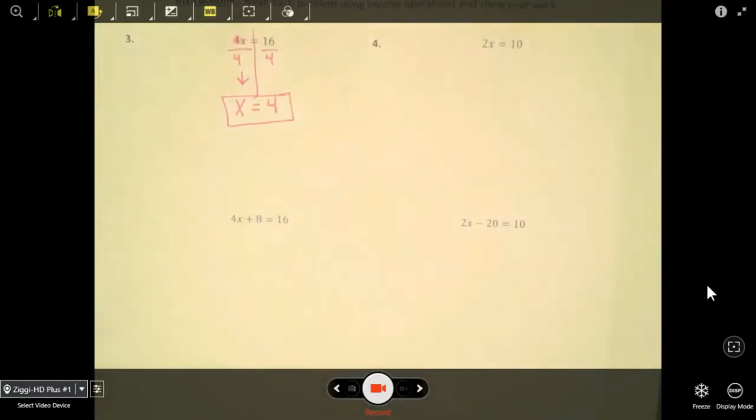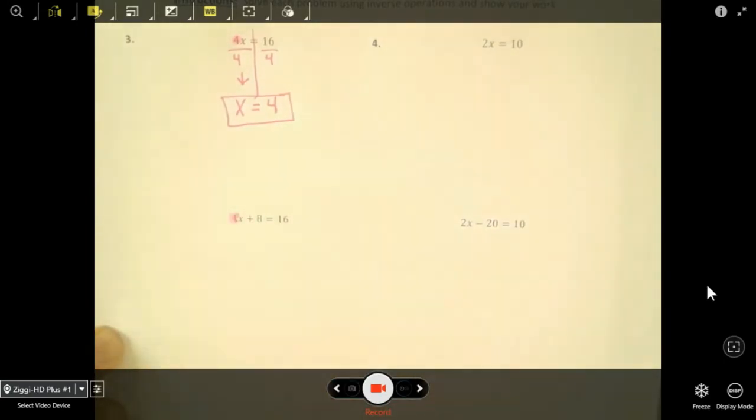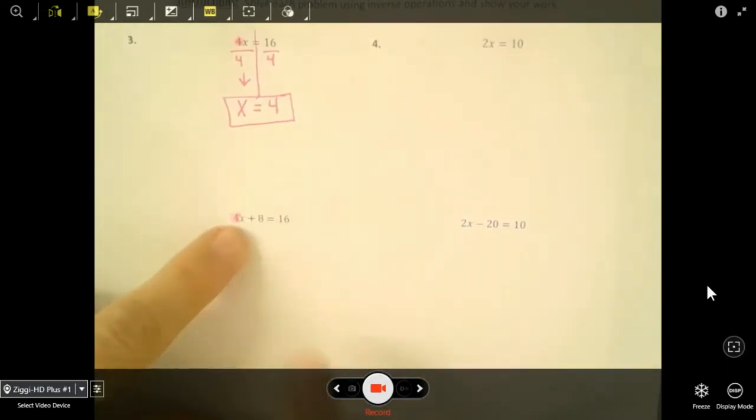I want you to notice that the only thing that's changed on this is that I have added the number 8. I still have 4 as my coefficient right here, but now we've added an 8 in here. We're going to have to deal with that. So before we can divide this 4, we're going to need to get rid of that 8.